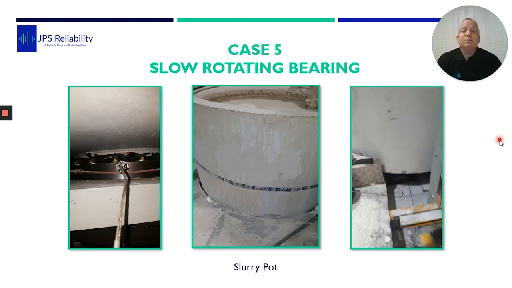The transducer we used on here was a very good quality 100 millivolt per G, and it has a high powerful curved magnet, so we got good surface contact.